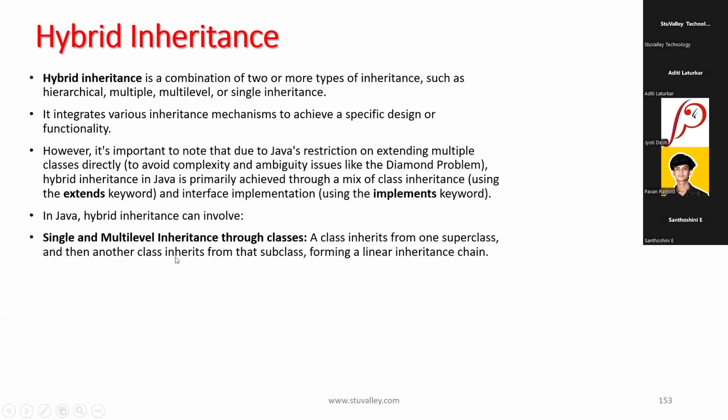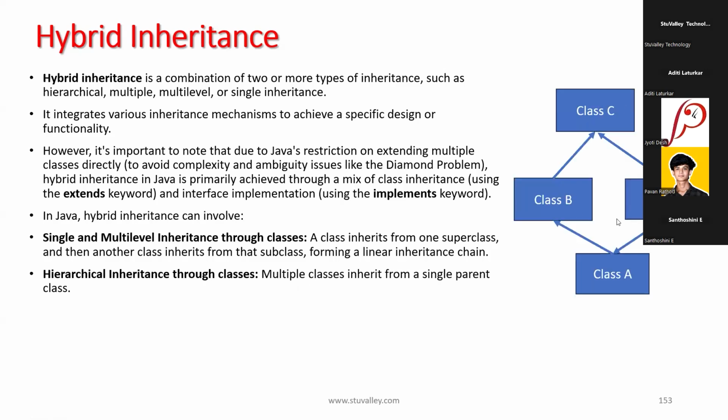In Java, hybrid inheritance can involve single and multi-level inheritance through classes. One superclass, then another class inherits from the subclass, forming a linear inheritance chain, which we have already seen as multi-level and single inheritance. Then the hierarchical inheritance of classes, which we have already seen, where multiple classes inherit from a single parent class. This is also one example of hybrid inheritance, because single-level inheritances are there and it is hierarchical. This is the syntax for a combination of everything: class A, class B, class C, class D inheriting each other.